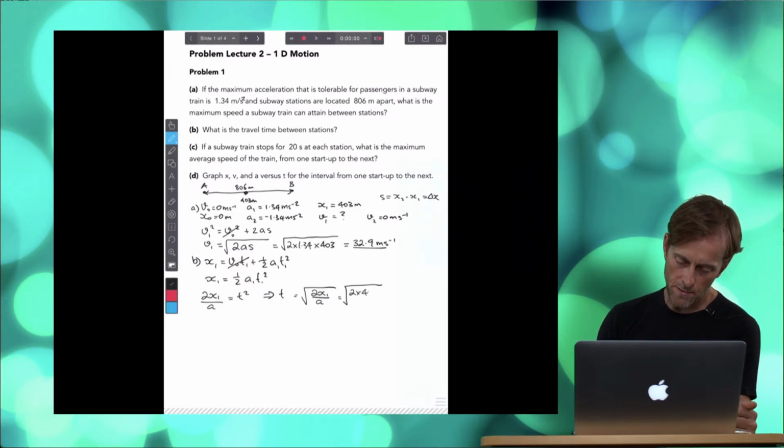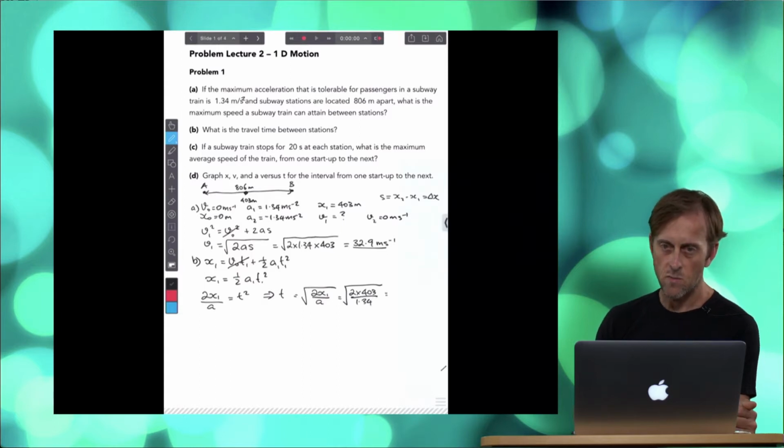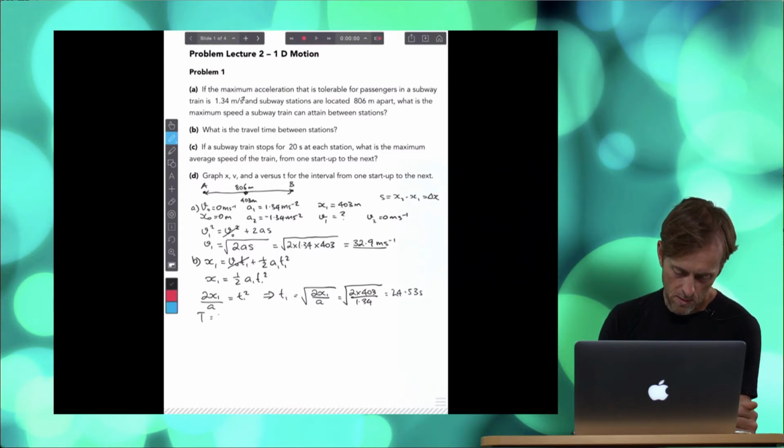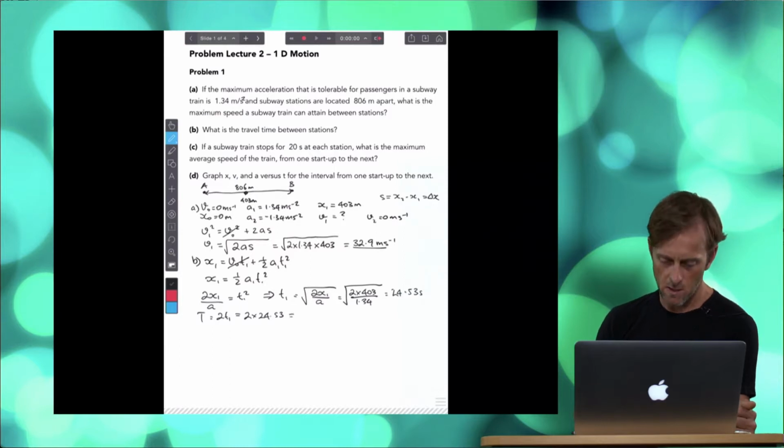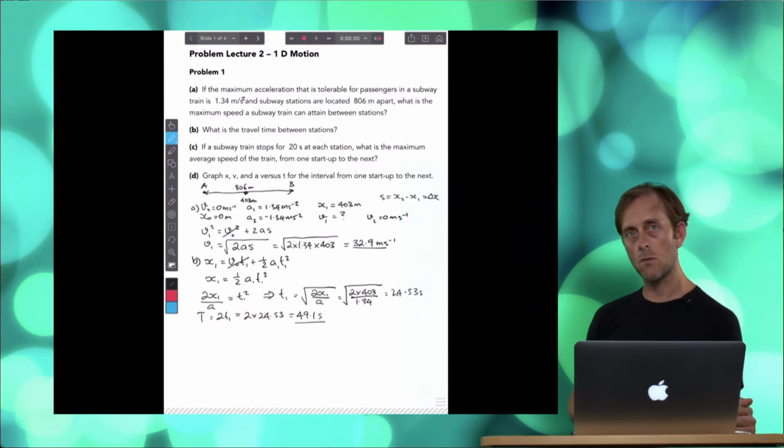2 times 403 divided by 1.34. That comes out to be 24.53 seconds. Now, that's T1, sorry. So the total time, big T, is 2 times T1 for the entire journey, which is 2 times 24.53. And that comes out to be around about 49.1. Okay, so that's the total.